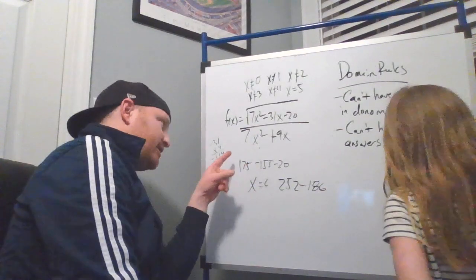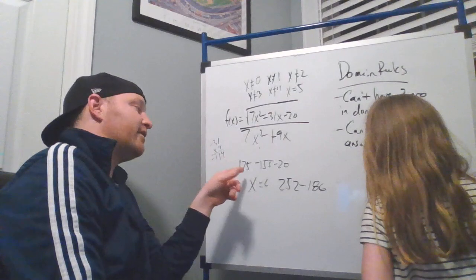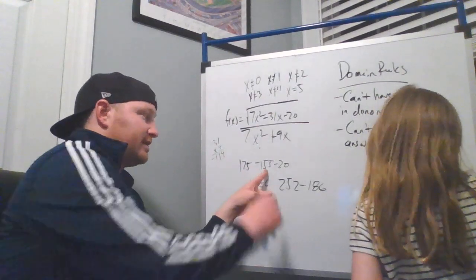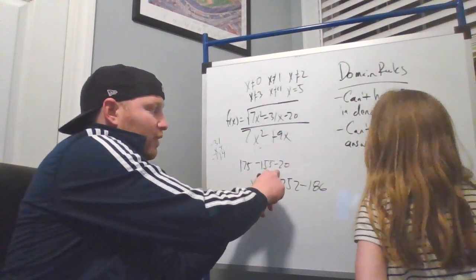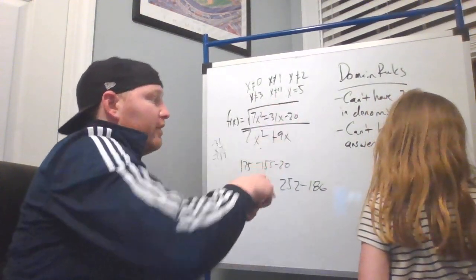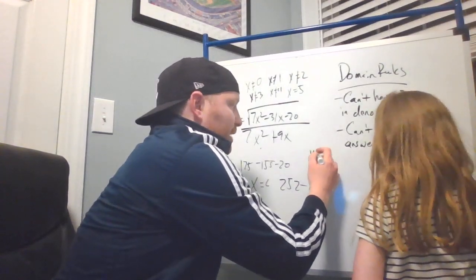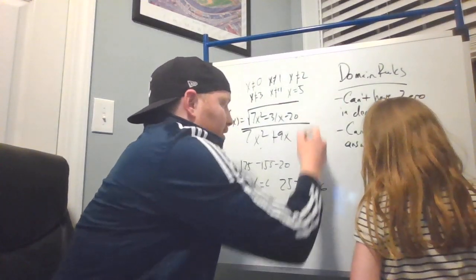I made a mistake. 7 times 25 is 175. 175 minus 155 is 20. That would make it 0. So I now know that your domain is pretty much all real numbers.